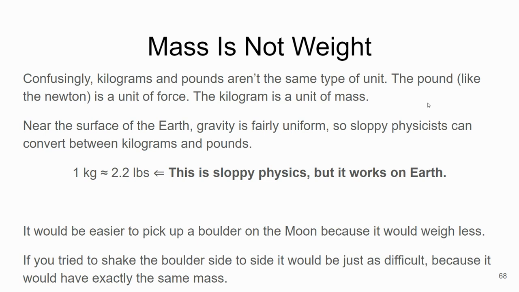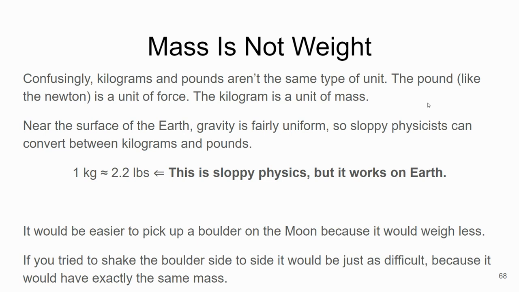To demonstrate this, it would be easier to pick up a boulder on the moon because it would weigh less. The gravity on the moon is about 1/6 that of Earth. So if you had a rock on Earth that weighed 120 pounds, it would be pretty difficult to lift. If you took that rock to the moon and tried to lift it there, its weight would be 1/6 as much as what it was on Earth. So on Earth, it's 120 pounds. On the moon, it's only 20 pounds. So no difficulty at all picking that one up. So its weight would change. Its mass would stay the same. This rock has as much mass as it has.